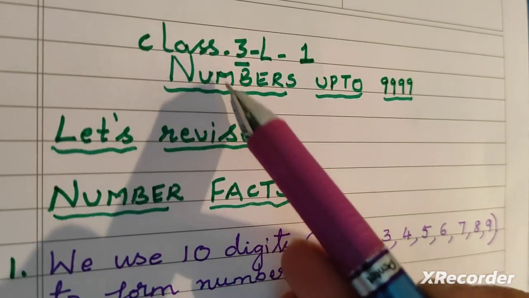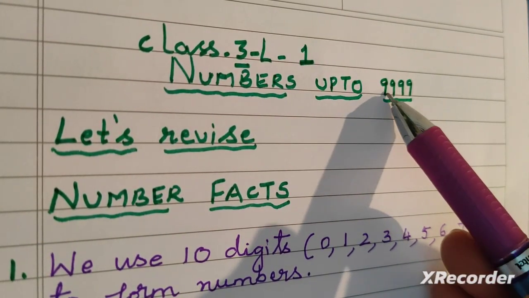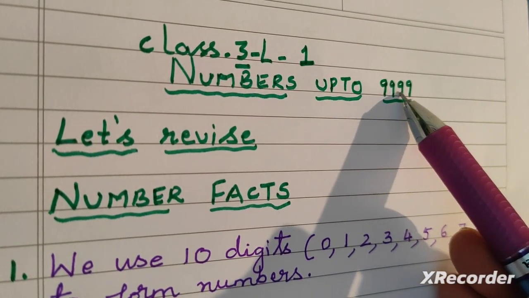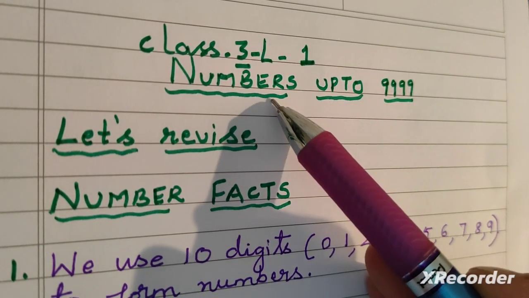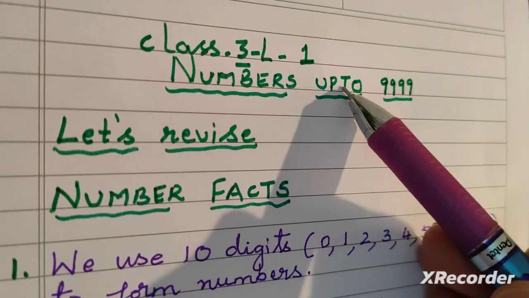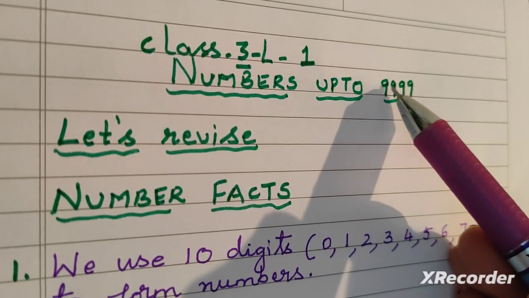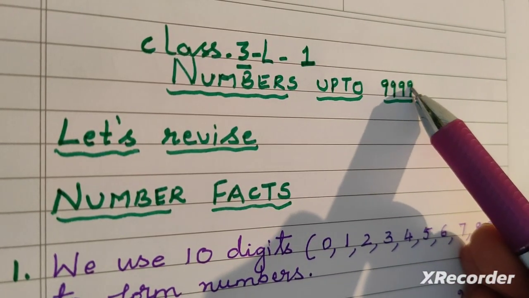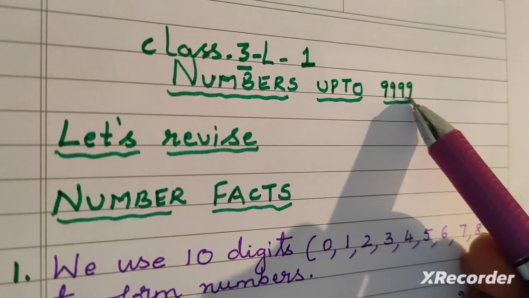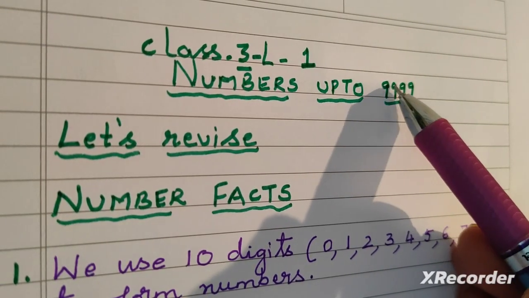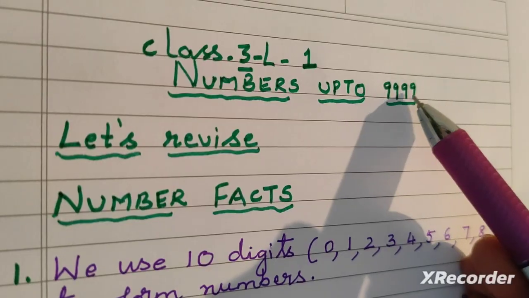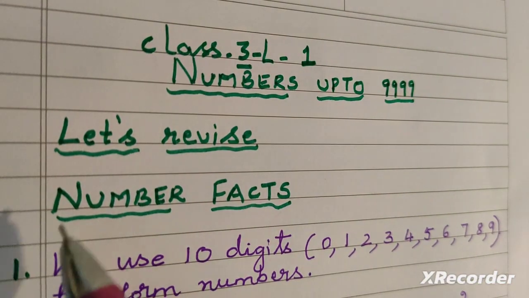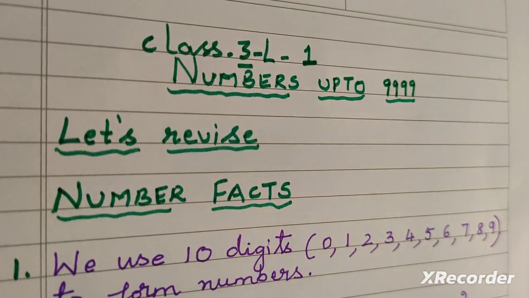In second standard, you have learned up to 999, that is 3-digit numbers. Now we will take up numbers up to 9999, that is 4-digit numbers. 1, 2, 3, 4. This is a 4-digit number. Now we will revise about numbers.